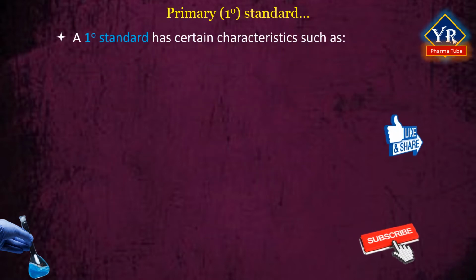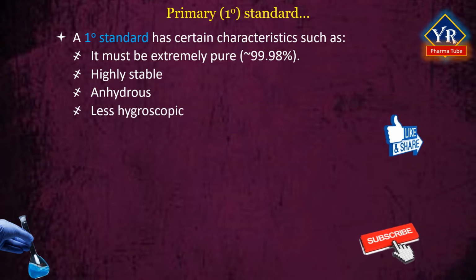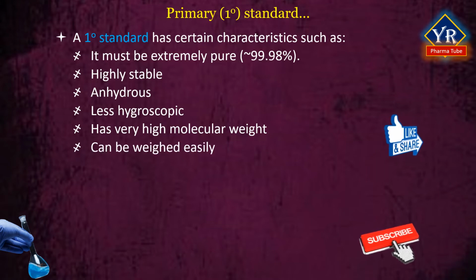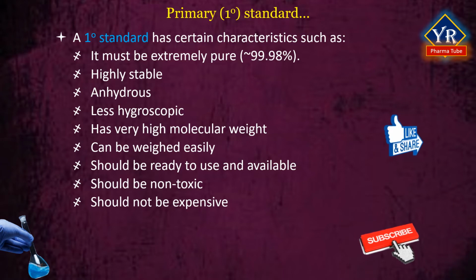The primary standard has certain characteristics. It should be extremely pure, approximately 99.98%, which is of analytical reagent grade, highly stable, anhydrous, less hygroscopic, with a very high molecular weight or relatively large molar mass. It can be weighed easily, should be ready to use and available, preferably non-toxic, and inexpensive. In practice, an ideal primary standard is difficult to obtain and a compromise between the above ideal requirements is usually necessary. Let us try to understand each characteristic one by one.